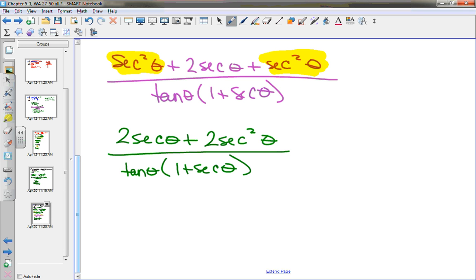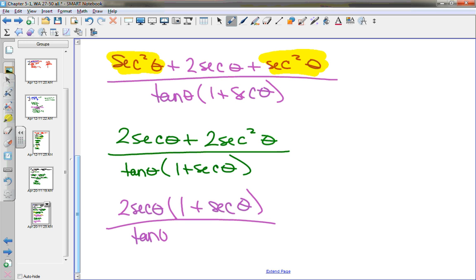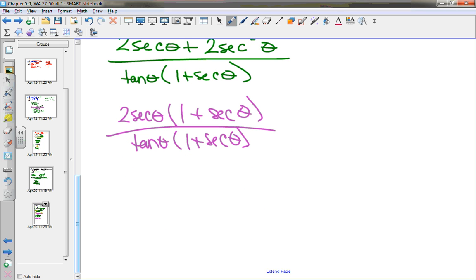Now, do I have a GCF in the numerator? 2 secant. Secant. Please pull that out. So that's going to give me 1 plus the secant of theta all over the tangent of theta times 1 plus the secant of theta. And what happens? This cancels out, and I'm left with 2 times the secant of theta times 1 over the tangent of theta.